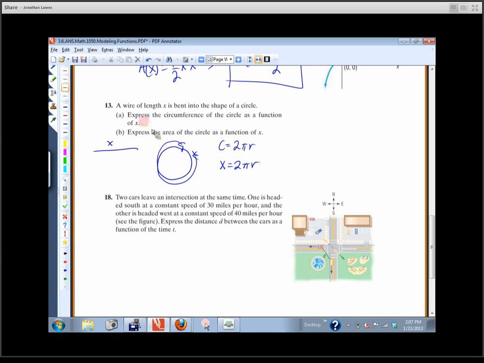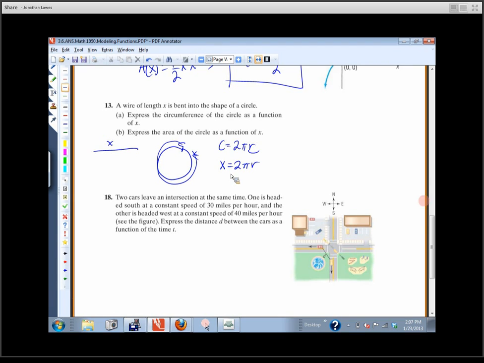Now, express the circumference of the circle as a function of x. What's that? There's an r there. But we need an x. So what is r in terms of x? Could we solve this like we did the other ones to figure out what r is so I can write it in terms of x? Take a look at this guy right here. What is it? It is x over 2 pi.